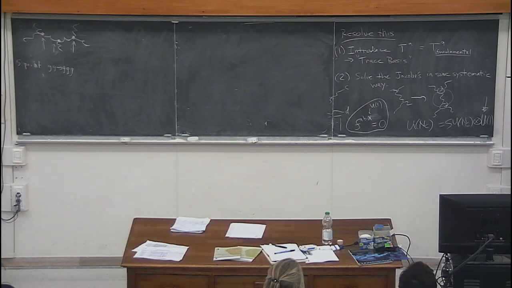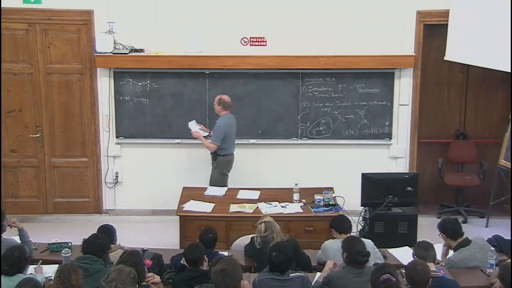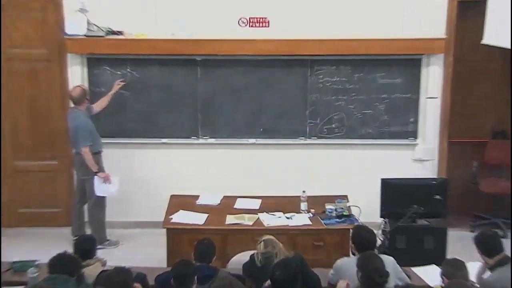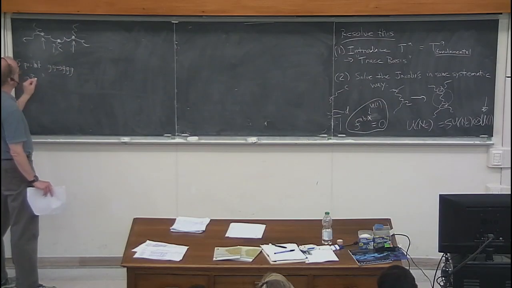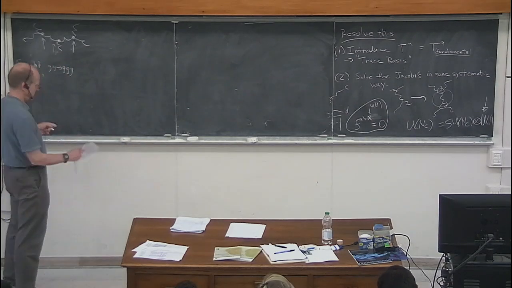So there are 3 of these vertices. At each vertex, I have 2 choices of which line I use. And so there will be 8 different contributions, but let me just illustrate with 2 of them.